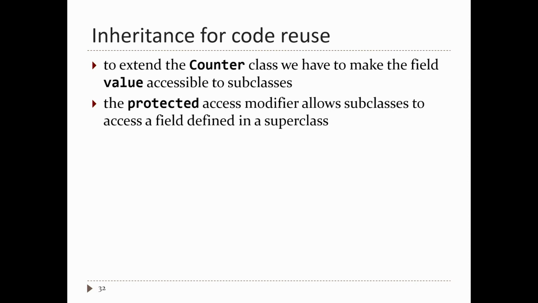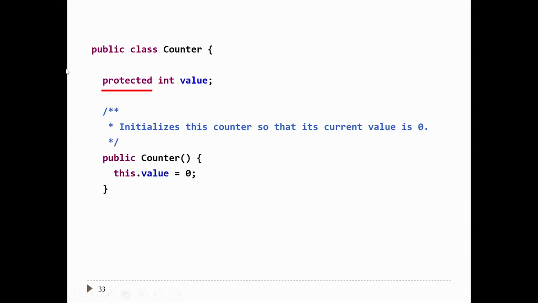So if you are designing a superclass that's meant to be used for inheritance, you can mark the fields as protected. Protected allows subclasses to access those members directly by name. In other words, if I change the value field so that its visibility is protected, any subclass of counter can now go in and change that field directly by name. A subclass can write this.value equals something, and the value will change.